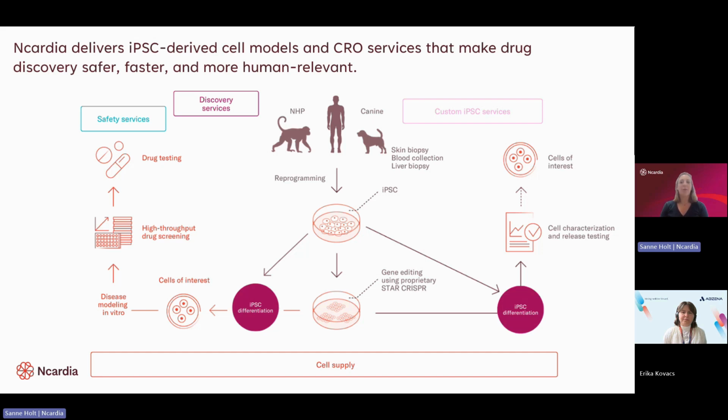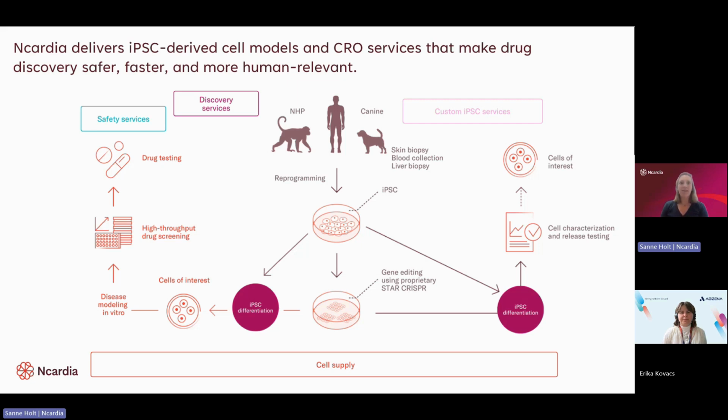As mentioned, we are an iPSC-based company, and everything we do is built around one core belief: that human relevant models can produce better and more translatable data. We have a subset of services, so we mainly work with human iPSCs, but we also are expanding to NHPs and K1 cells to offer better safety services and assays.